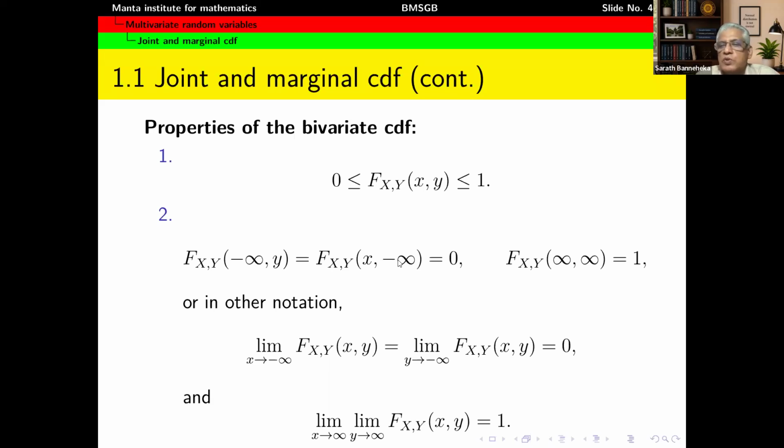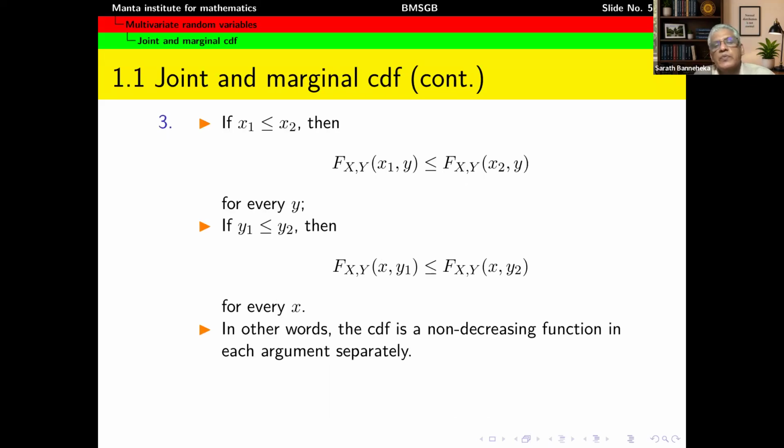Right? So this is again a generalization of the univariate case. We know that the cumulative distribution function starts at 0 from negative infinity and reaches 1 at positive infinity. This is the same idea, right? Even though one variable is not at infinity, if the other value is at infinity, then the cumulative distribution function will be 0 or 1. If one value is at negative infinity, then it will be 0. If the value is at positive infinity, then the cumulative distribution function will be 1, right?